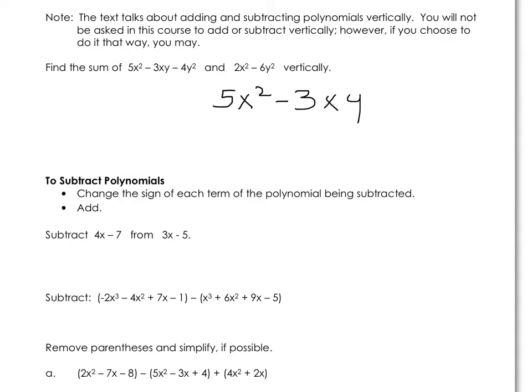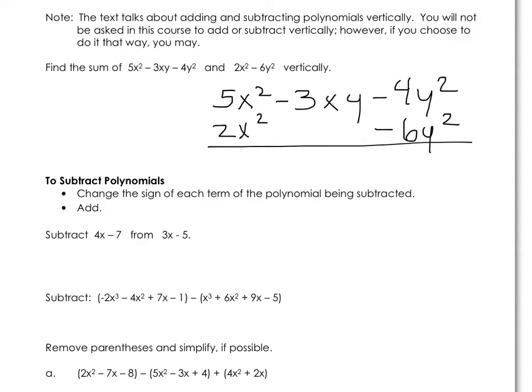So our first expression is 5x squared minus 3xy minus 4y squared. We want to add to that 2x squared. It is like terms with 5x squared, minus 6y squared goes under the minus 4y squared. So to add vertically, you line up the like terms. It makes it a little easier. That gives you 7x squared. The 3xy didn't have anything to combine with, so it's minus 3xy minus 10y squared. And that's your answer. I actually think adding and subtracting vertically is a little bit easier, so you can line up your like terms.